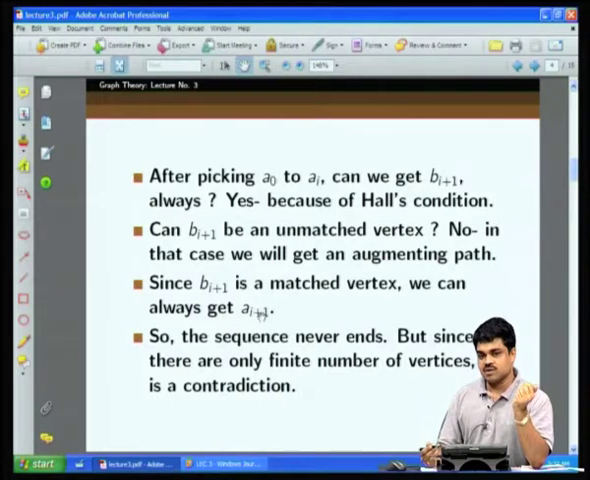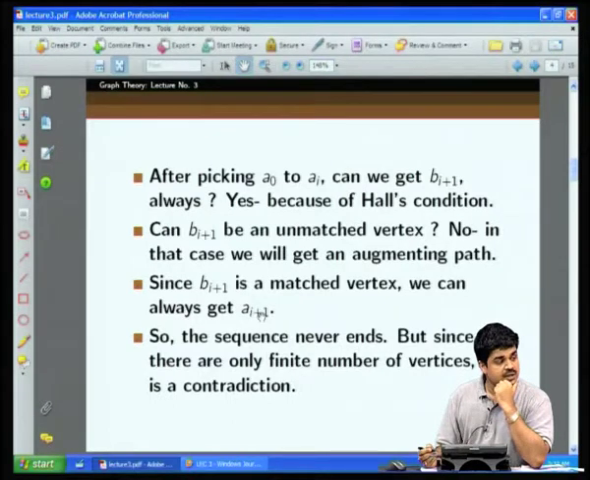But what is the contradiction? The only reason for the contradiction is our assumption that we could pick up an A0 to start with, because that is the extra vertex.